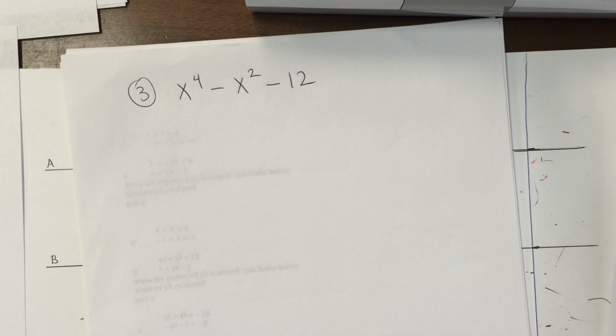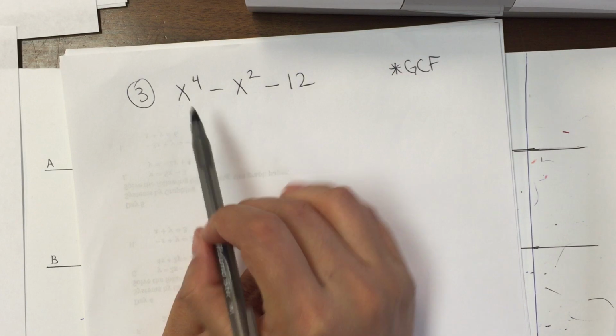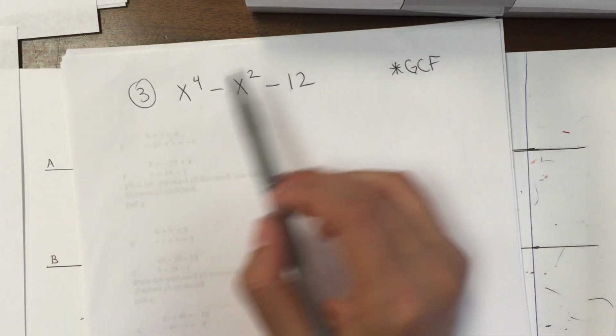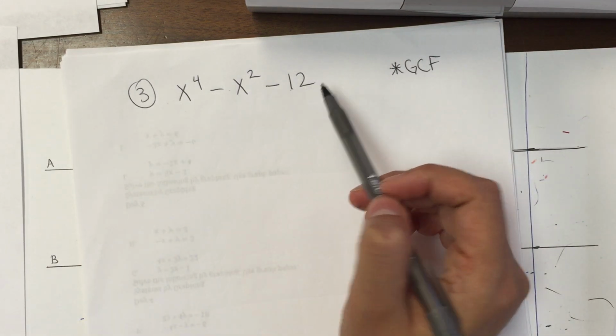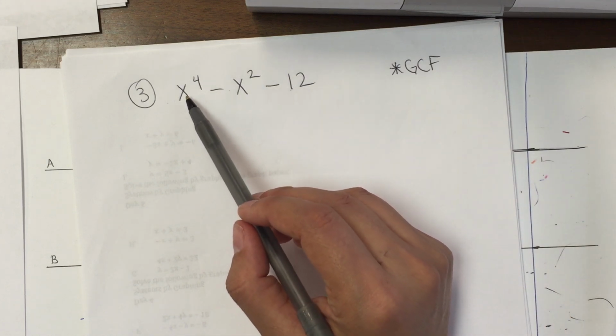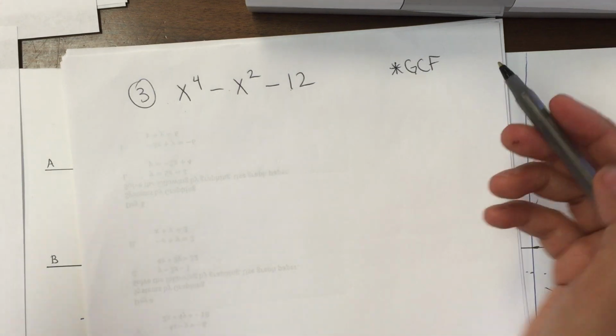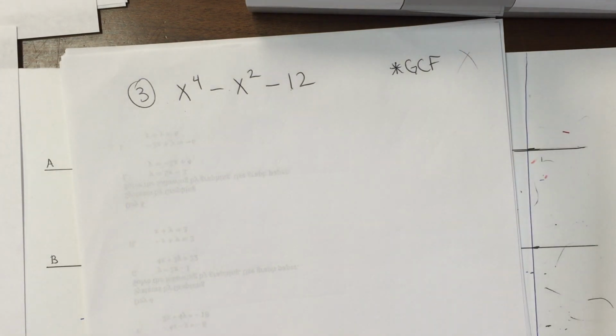In here, we check for the greatest common factor again, but we notice that for the numbers we don't have a greatest common factor. 1, 1, and negative 12 doesn't have a greatest common factor other than 1. For the variables, x to the 4th, x squared, and this one doesn't have x, so we don't have a greatest common factor, so we don't do that.